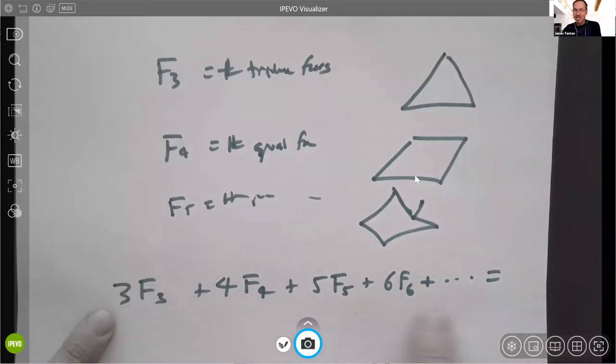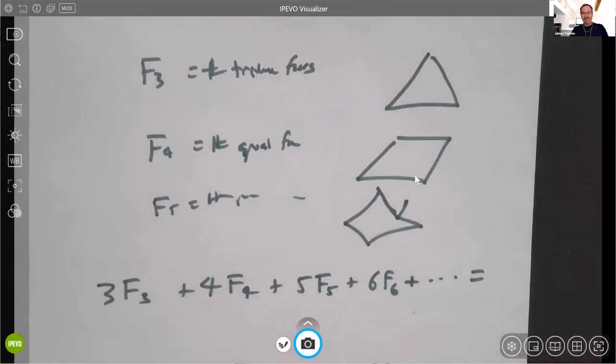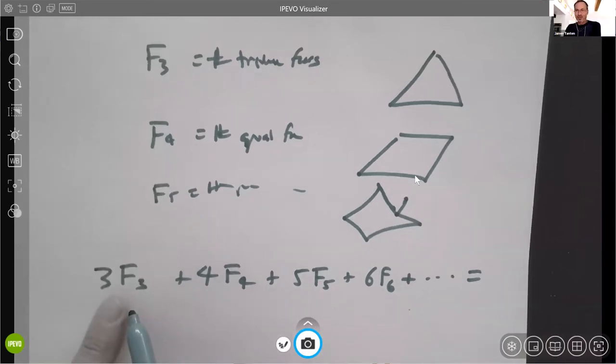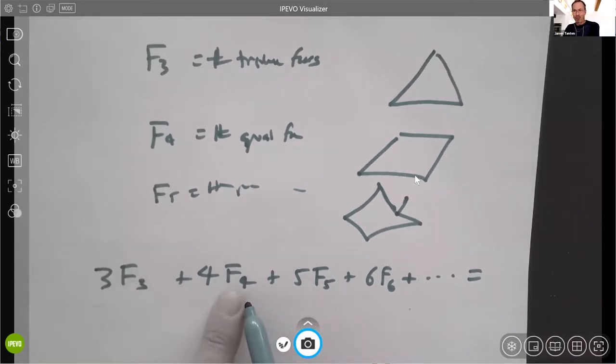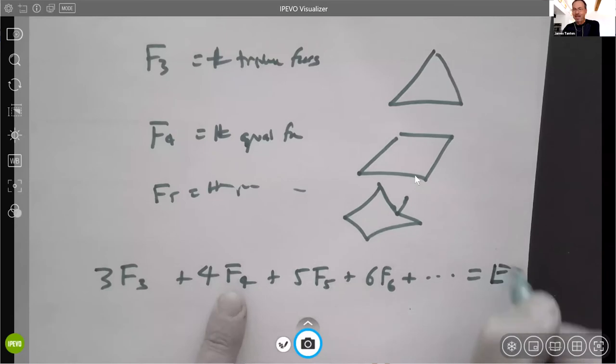Your turn, what must that equal? What's a nice way to think of that? Number of edges? It must be the number of edges. Three edges for the triangles and four edges for each quadrilateral is the number of edges. Can I just write E for the number of edges?